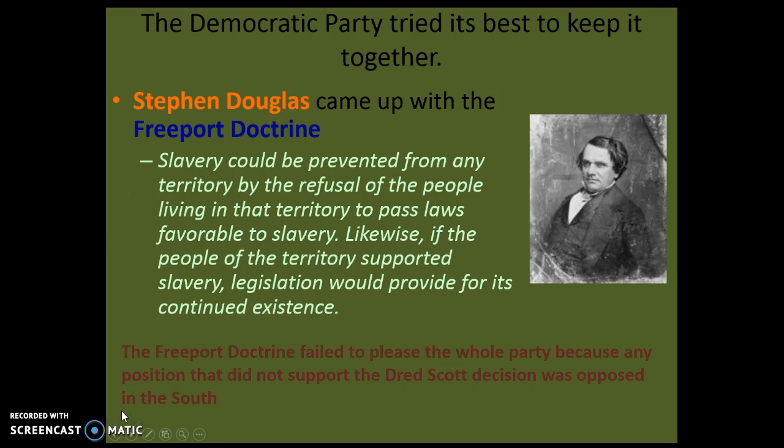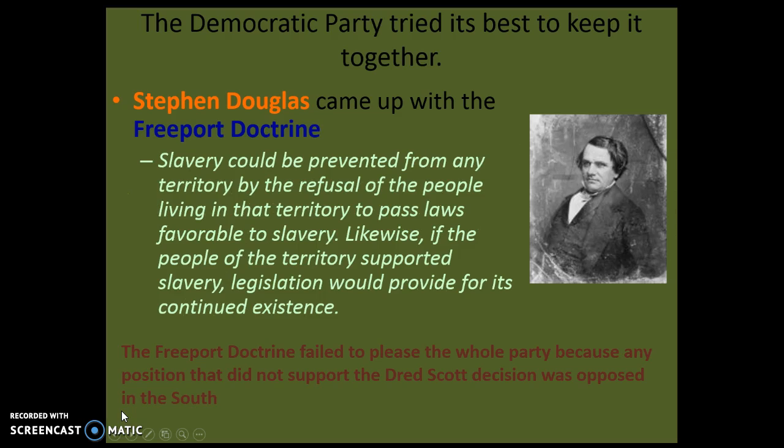So the Democratic Party is also having issues because we have Northern Democrats and Southern Democrats. Stephen Douglas came up with the Freeport Doctrine, which said slavery could be prevented from any territory by the refusal of the people living in that territory to pass laws favorable to slavery, meaning he's still going with the idea of popular sovereignty. He said, likewise, if the people of the territory supported slavery, legislation would provide for its continued existence.